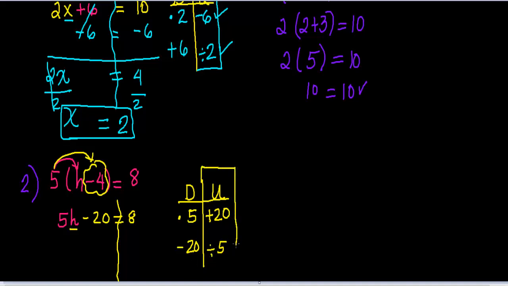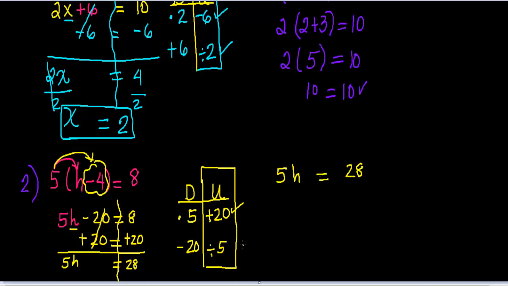And now I do what this column tells me. So the first thing we're going to do is we're going to add 20 to each side. Plus 20, plus 20. On this side, I'm left with 5h. 20 minus 20 is 0, equals 28. The next thing we have to do here, and I'm going to continue here to the side because I ran out of space. 5h equals 28. My second step is divide by 5. So I'm going to divide by 5 on each side.